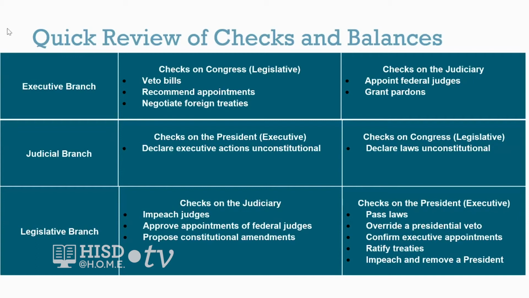And then they check the president, the executive branch, by passing laws. They override a presidential veto. They can confirm executive appointments. They can ratify treaties, and they can impeach and remove a president. And remember, the House brings charges against the president. They impeach the president if he or she commits a crime or violates the Constitution. And then the Senate votes to remove the president. They find the president either guilty or not guilty.